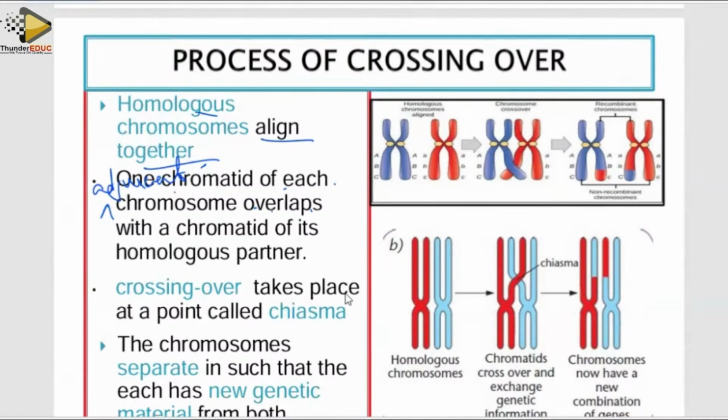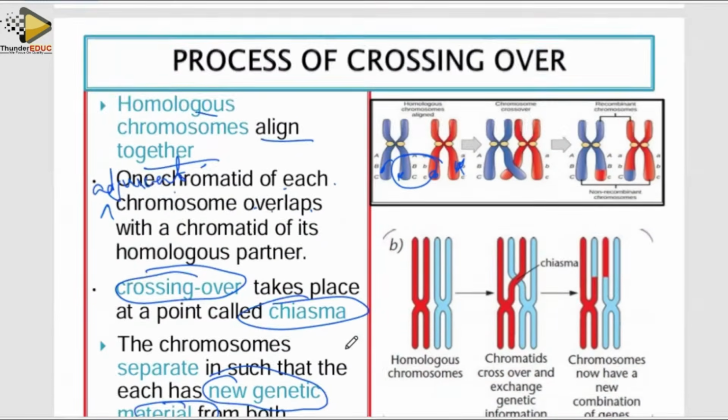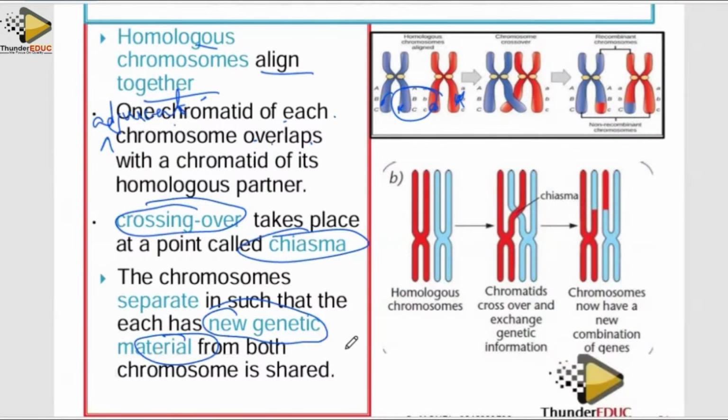You understand? It must be adjacent, this and this. This cannot cross with this. It must be adjacent from the homologous chromosomes, overlapping with another homologous pair. This process is called crossing over, and it takes place at a point called chiasma. The chromosomes separate in such a way that each has new genetic material from both parents. So the process of crossing over, that is it. You have to know it by heart.